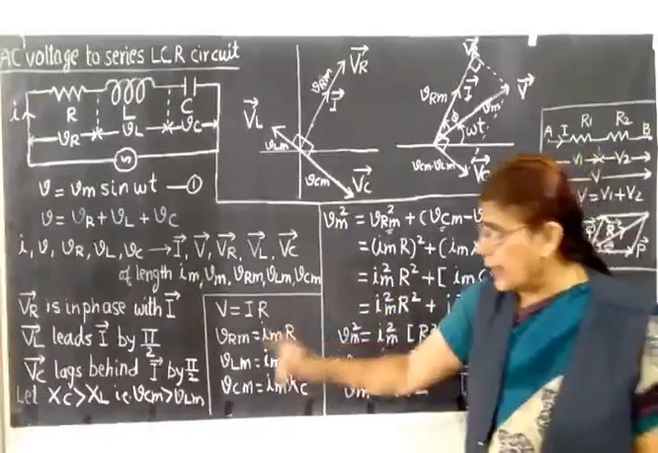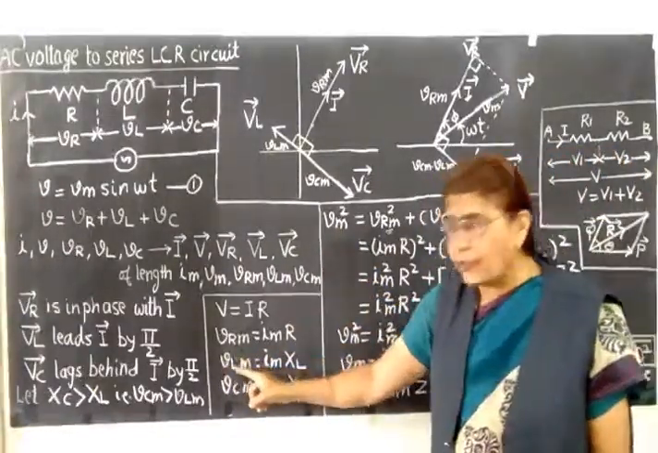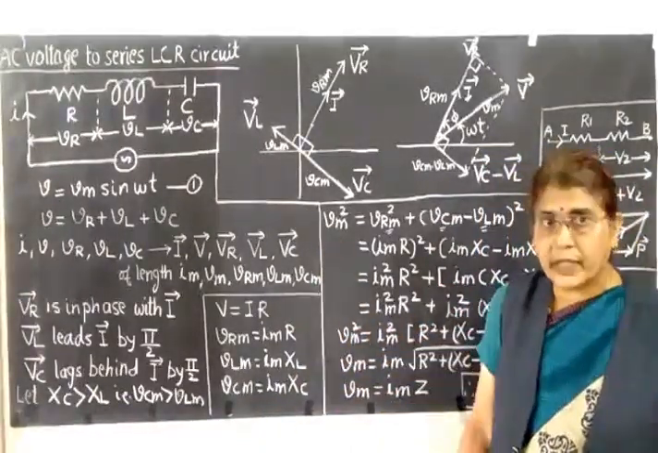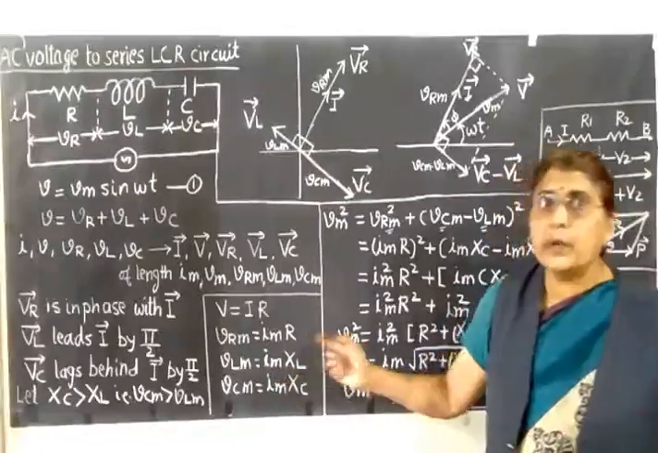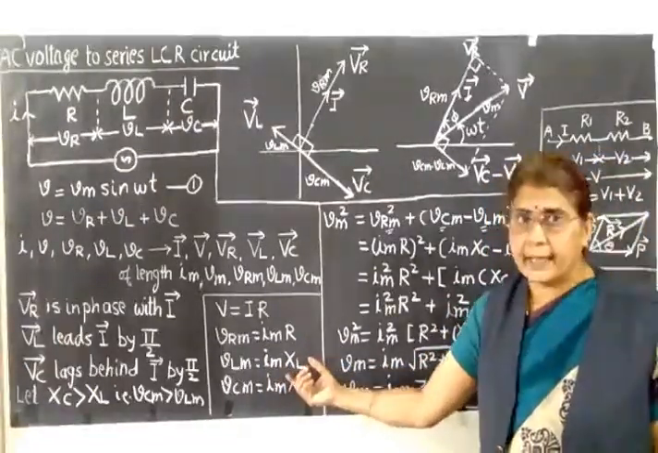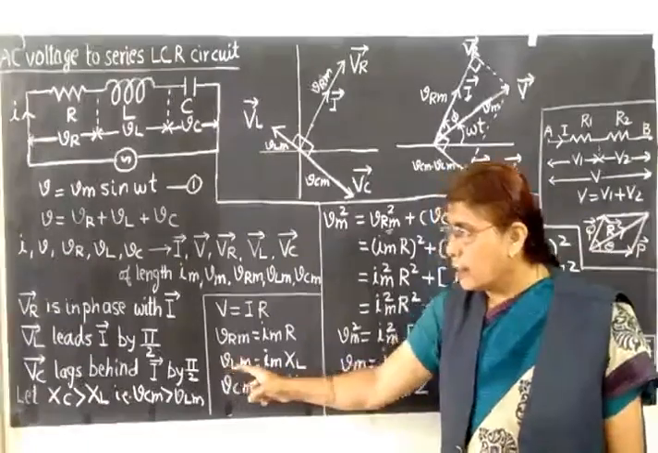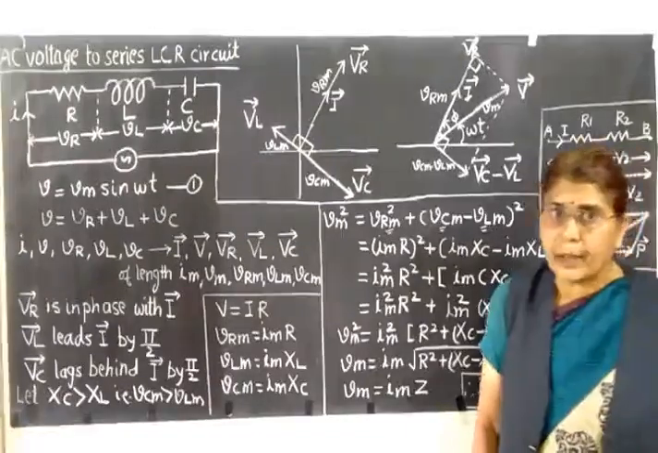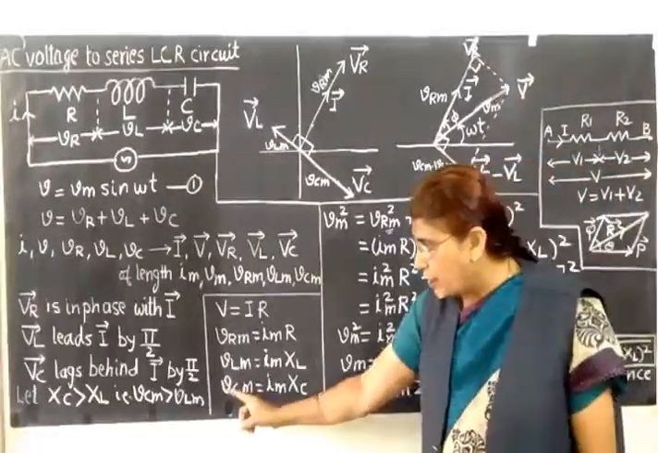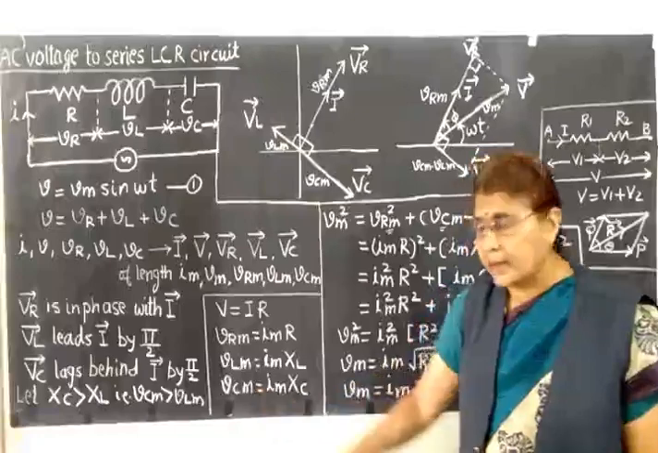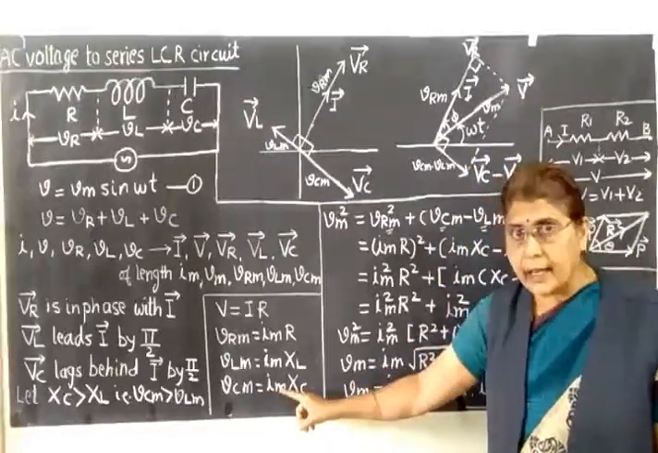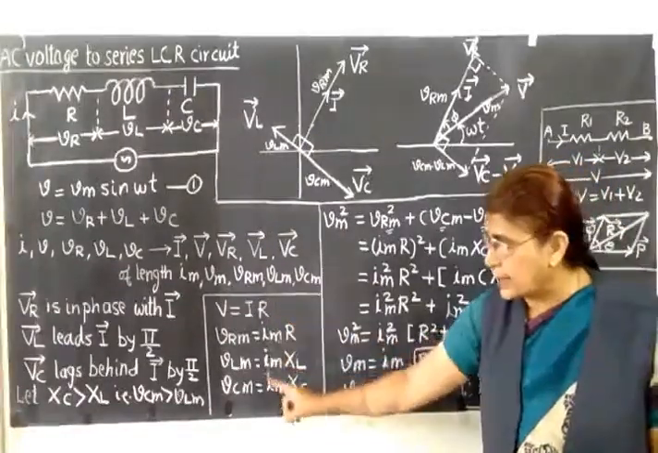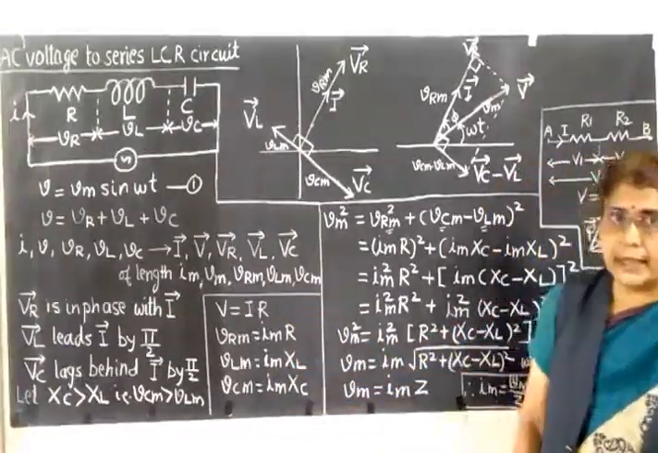So let us first write the value of VLM, peak value of VL. VLM will be nothing but current amplitude, which will be the same, because same current flows through each component. So again it will be IM into its opposition. What is its opposition? XL. So we have the equation VLM is equal to IM into XL. Same thing we shall do for a capacitor. Peak value of VC, that is VCM, is nothing but peak value of current IM into its opposition, that is XC. So we have three peak values and we have three relations.